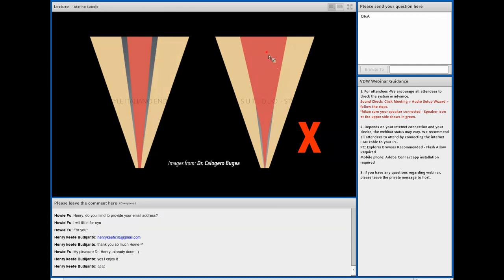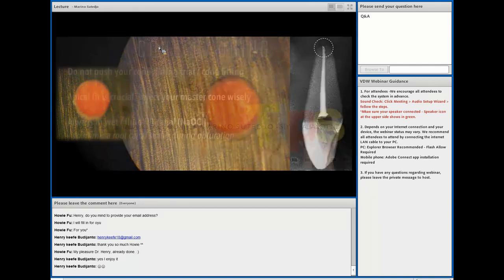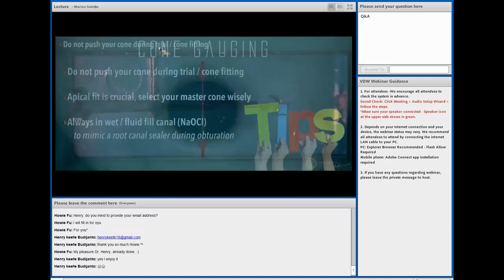So therefore, if you want to use a warm vertical condensation technique, always find a gutta percha with one smaller taper compared to the taper of your instrumentation size, because we want to achieve a good apical stop in this case. So you need to make sure you have a good apical stop by doing some gauging. And I can give you some tips about using gutta percha is gauging.